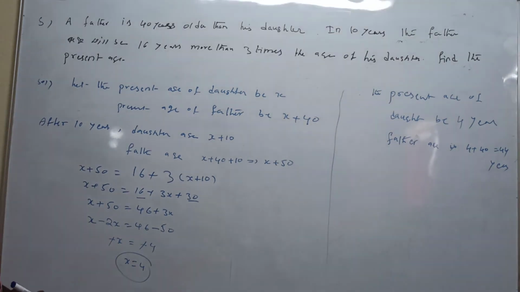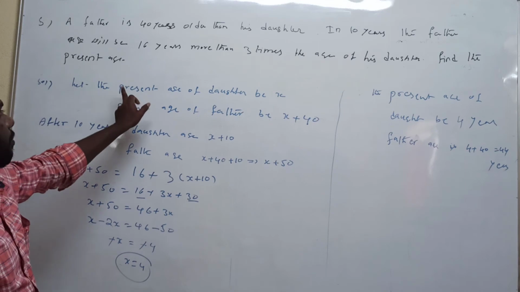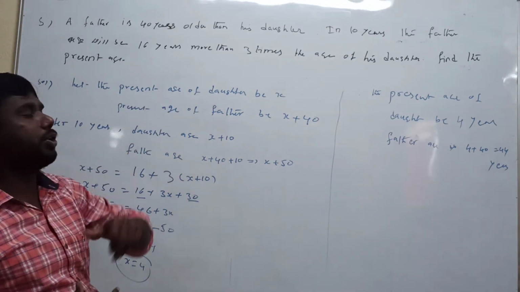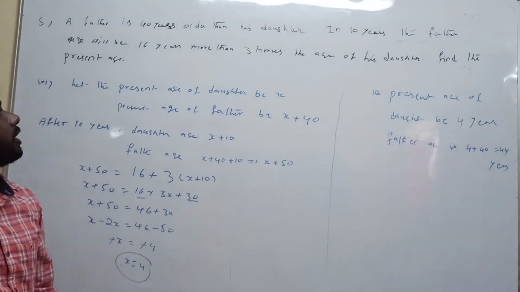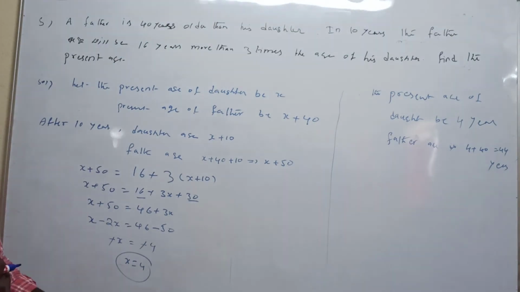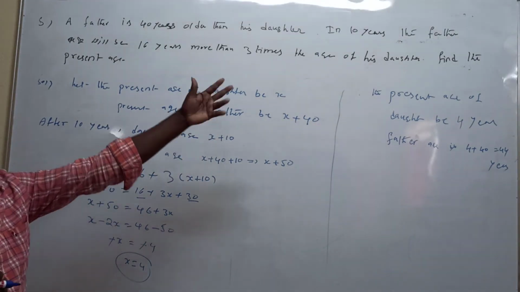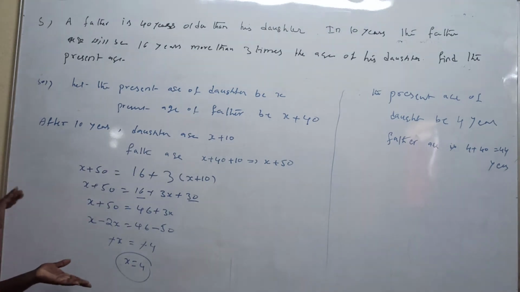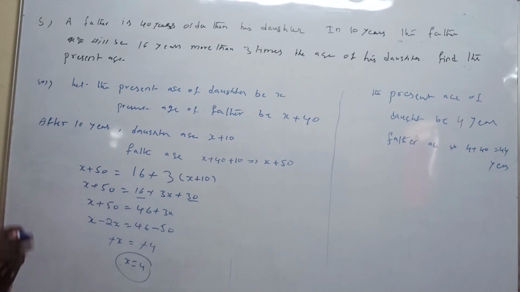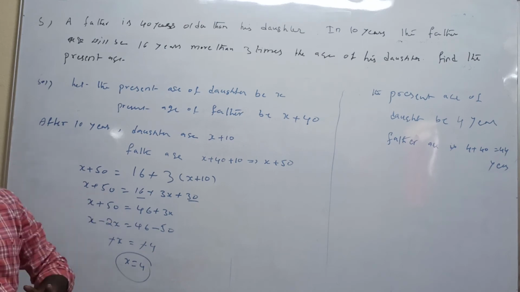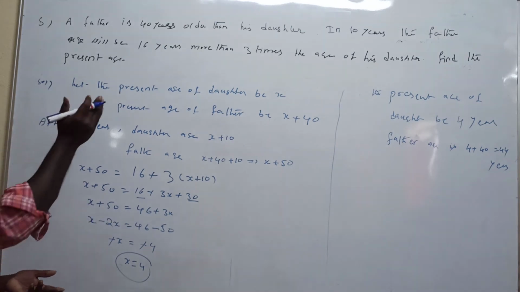First of all, they are not giving the daughter age. Thus we assume the present age of the daughter be x. In the given question, a father age is equal to 40 years more than his daughter. Thus we take present age of father as x plus 40. After 10 years, daughter age is x plus 10. Father age is x plus 50. After 10 years, father age is equal to 16 more than 3 times the daughter age.